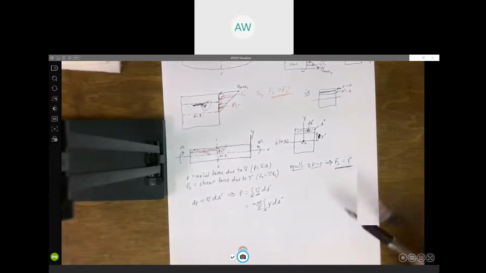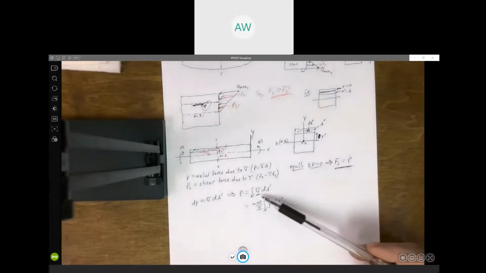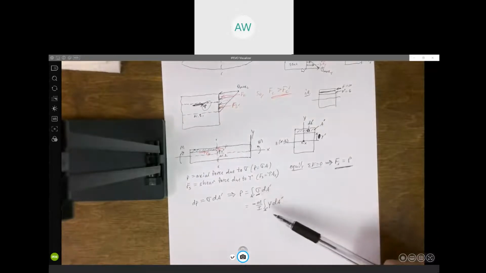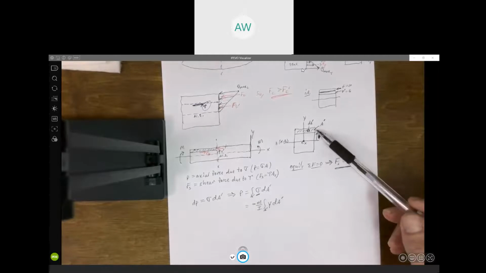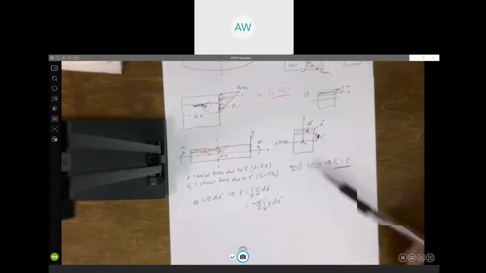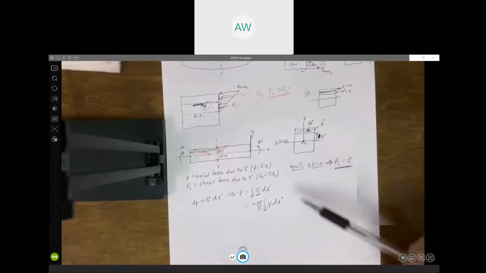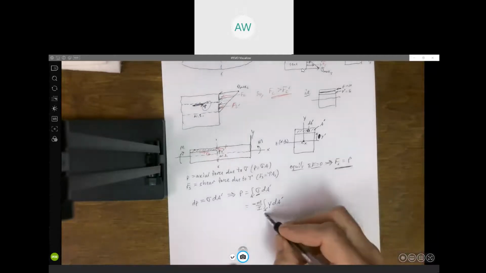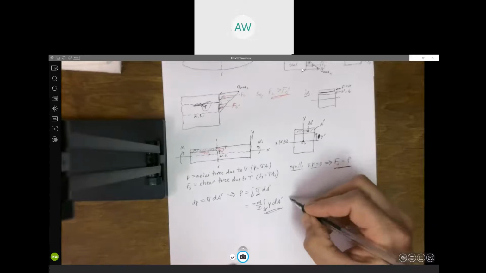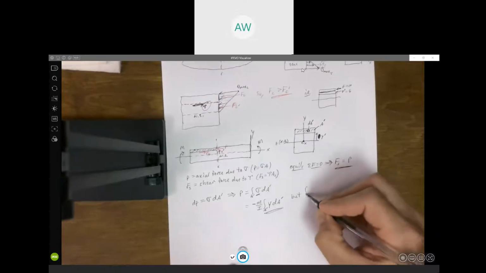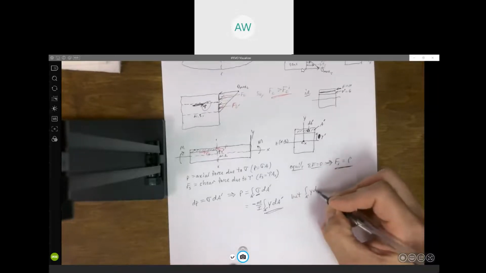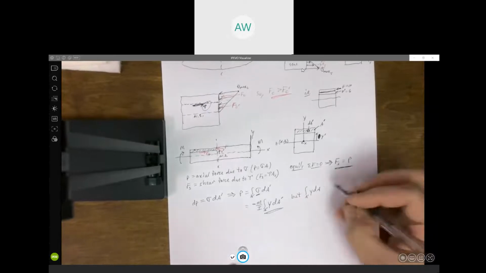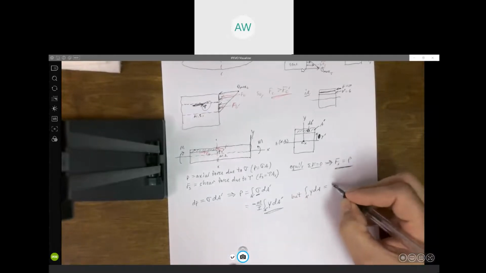Right, so just substituting My over I in here for the normal stress sigma. Again, the moment and I don't vary over A prime. The only thing that does is y, so we have to leave that inside the integral. But this integral is equal to what we call Q.